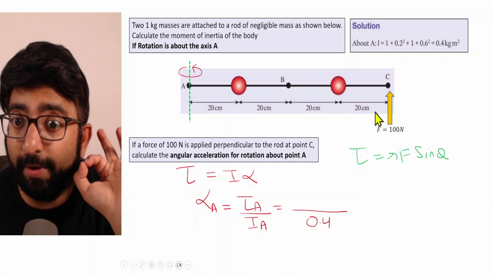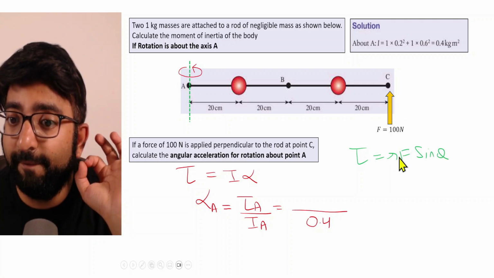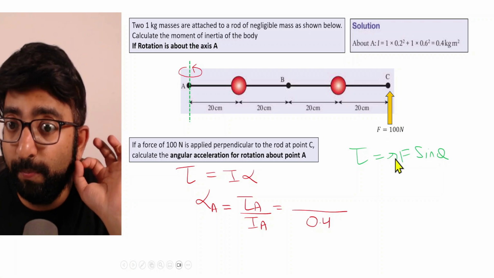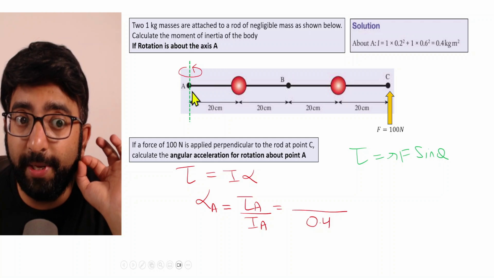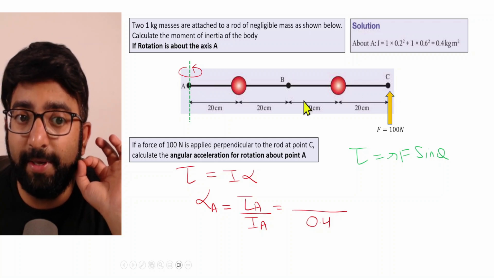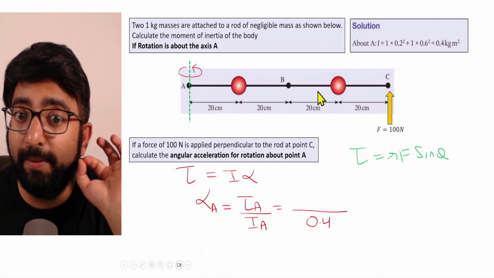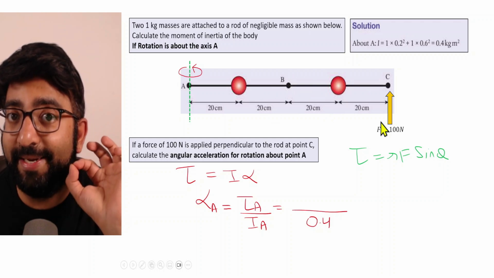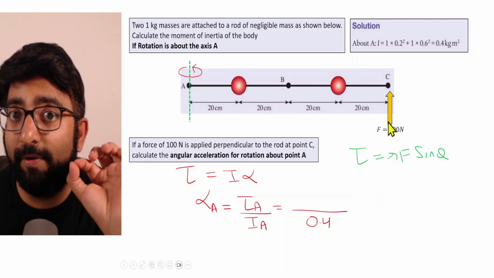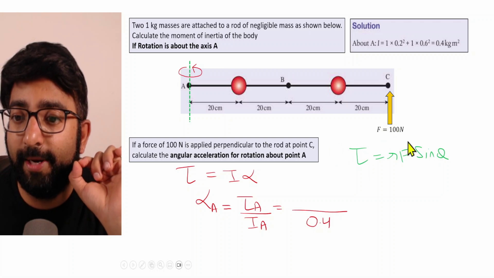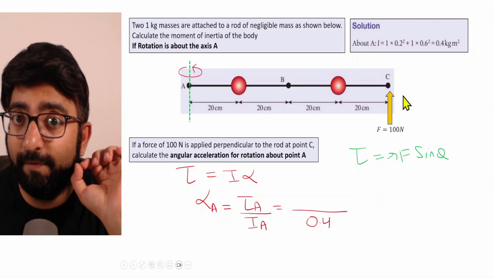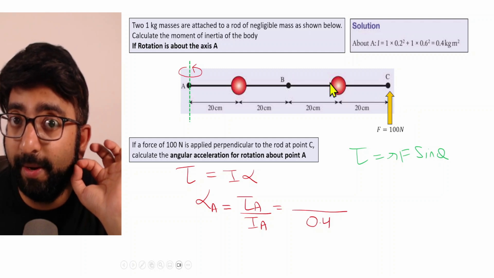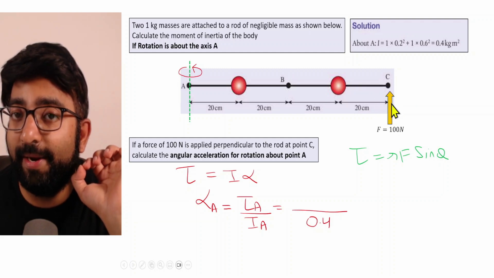Now we need to find the torque due to this force F. So F will be equal to 100. R would mean the distance between the force and the axis of rotation. So which means from the point A till the point C, which is 20 plus 20 plus 20 plus 20, which is 80 centimeters, which can be converted into meters to 0.8 meters. And theta. Theta is the angle between the force and R. Now the force is perpendicular to the rod, which means theta is 90 degrees.